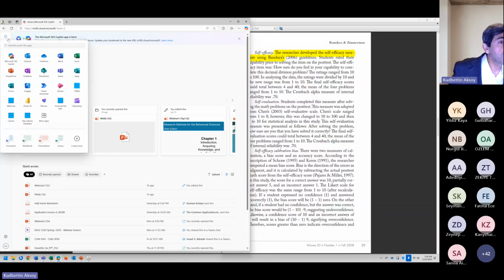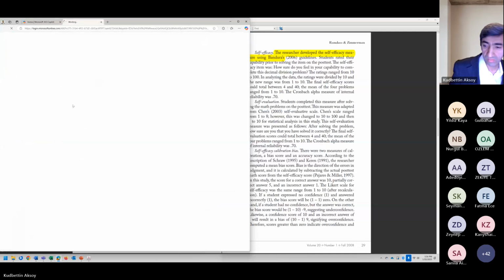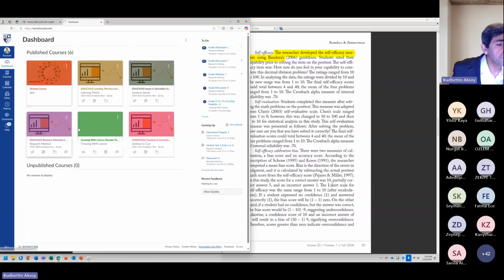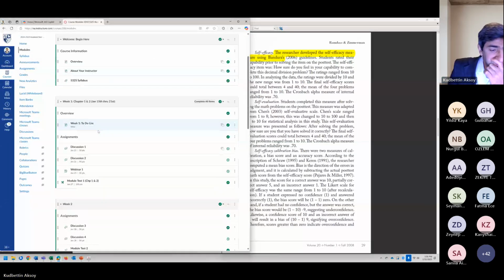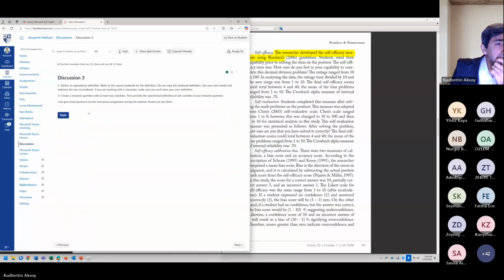Now, finally, I would like to explain the discussion 3 assignments and close the session. So in week 3, in discussion 3, I'm asking you to define what operational definition is.